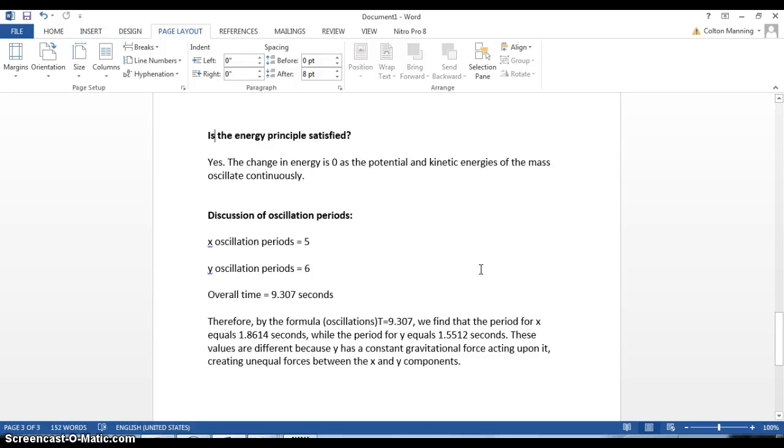To conclude, we will address the question of why the oscillation periods are different between the x and y values. X has 5 oscillation periods, while y has 6. This is because the y component has a constant gravitational force acting upon it. This creates unequal forces acting upon the x and y components. So, using the math, the oscillation time t is equal to 9.307 seconds, we find that the period for x equals 1.8614 seconds, while the period for y equals 1.5512 seconds.